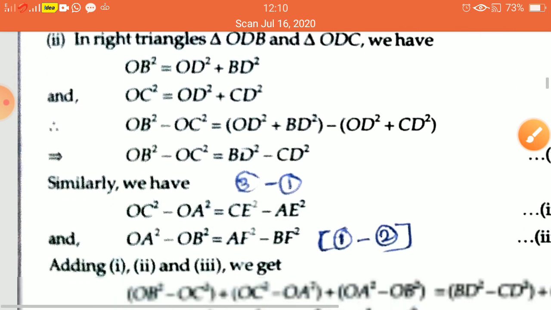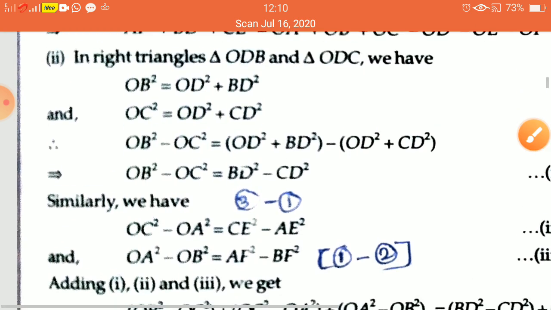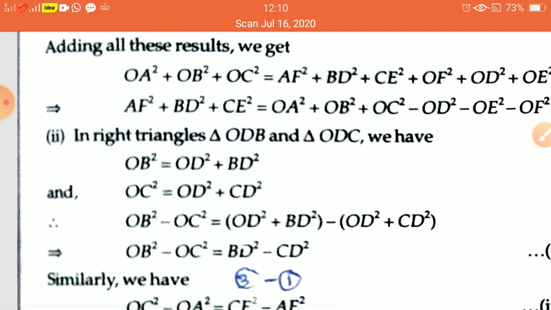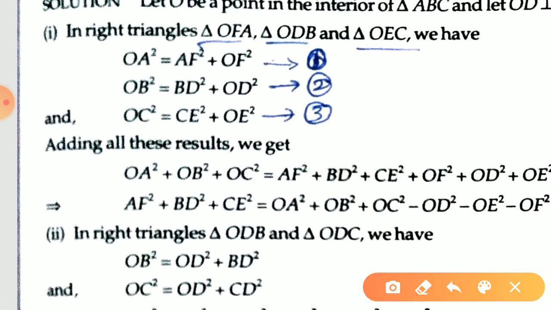Here if we consider equations 3 and 1, equation 3 gives OC square is equal to CE square plus OE square, and then equation 1 gives OA square. These two equations.